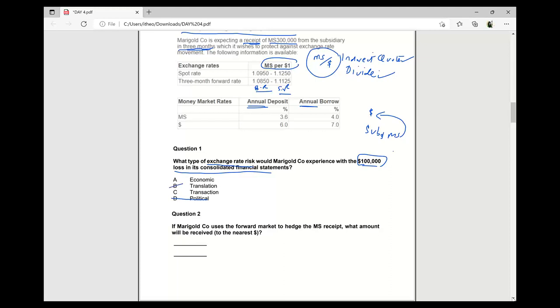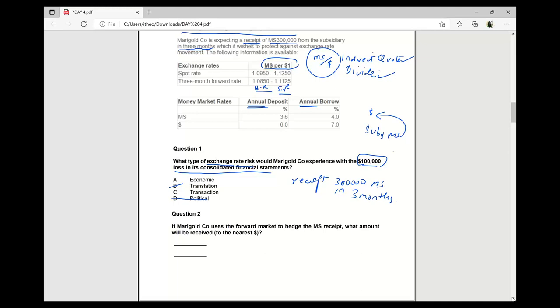But the company is expecting a receipt of 300,000 shillings in 3 months. If the question had asked this, what is this risk? Is this 300,000 receipt coming because of financial statements conversion? No, it's not translation. When does a receipt come? Receipt inflow comes when you sell something. So this is on selling. It's a transaction risk.